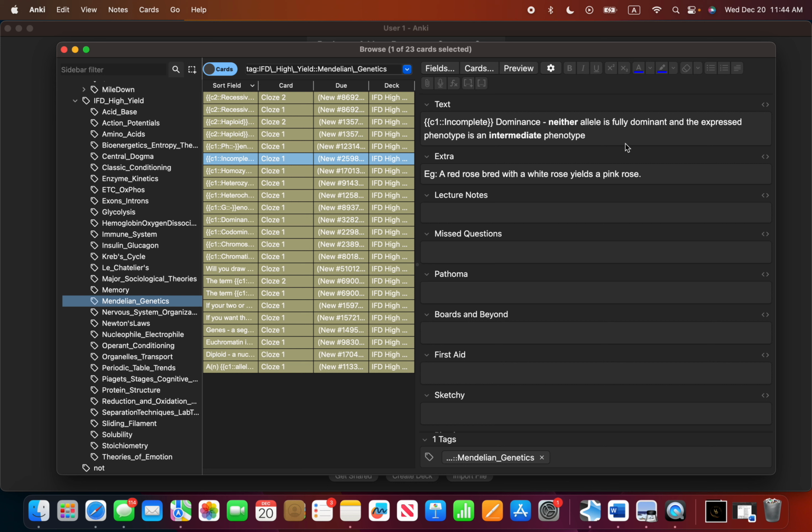Incomplete dominance: neither allele is fully dominant, and the expressed phenotype is an intermediate phenotype. So there should be a complete dominance and incomplete dominance. A red rose bred with a white rose yields a pink rose.